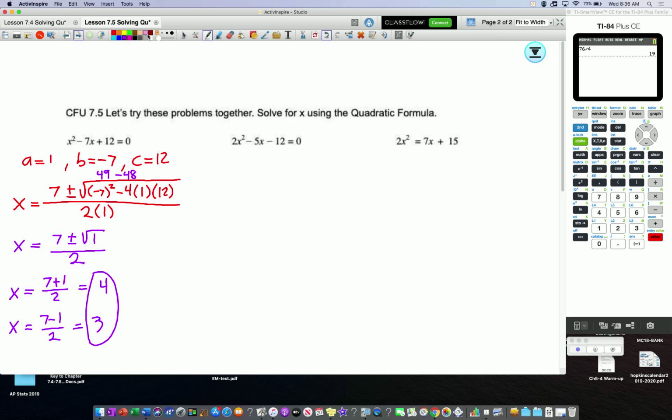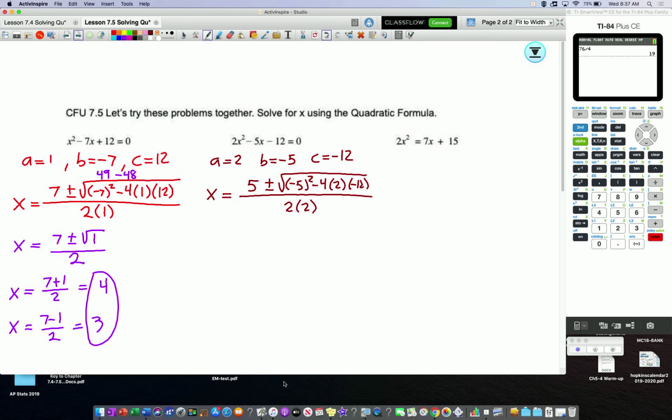I'll pick a different color here. So A equals 2, B equals negative 5, C equals negative 12. So x equals positive 5 plus or minus the square root of negative 5 squared minus 4 times 2 times negative 12, all over 2 times the A value, 2.